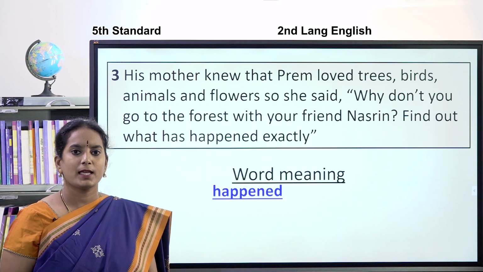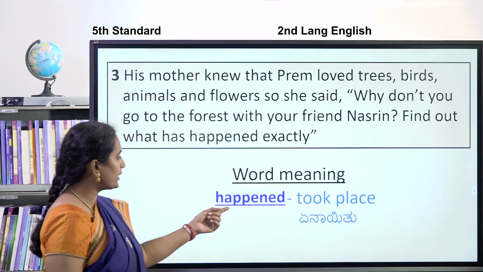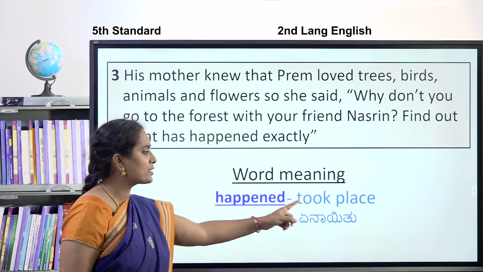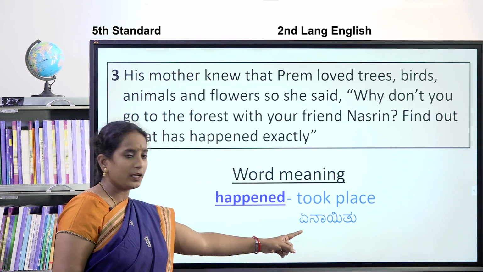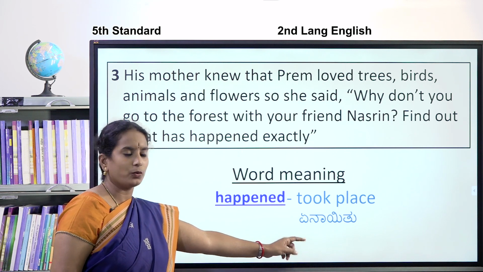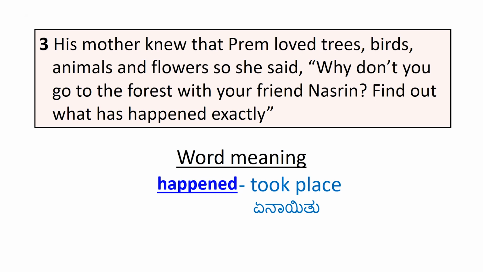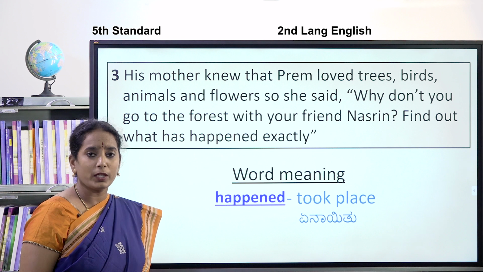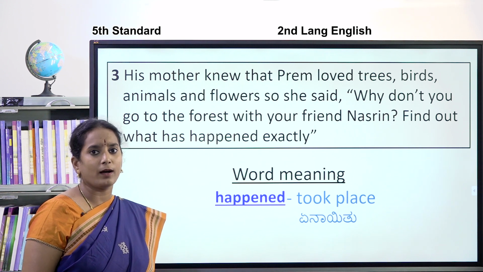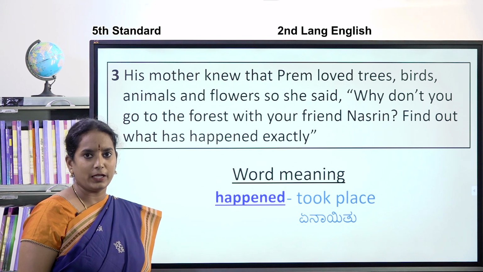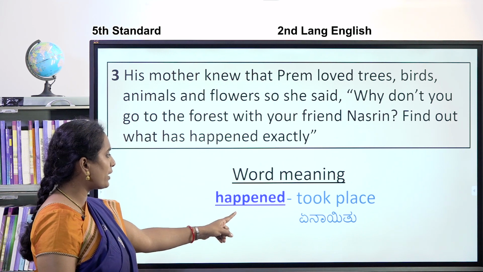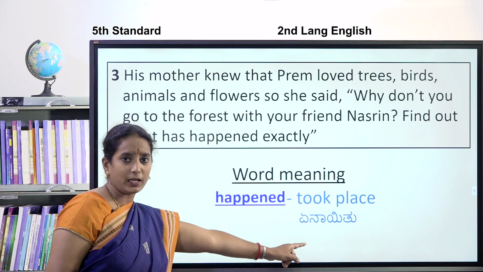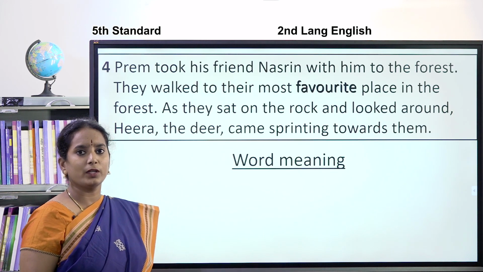The first word is happened. Happened means took place. The meaning is took place. In Kannada, ಏನಾಯಿತು. In the lesson you can see, find out what happened exactly. ಅಂದರೆ ಏನರ್ಥ? ಹೋಗಿ ಕಾಡಲ್ಲಿ ಏನಾಯಿತು ಅಂತ ತಿಳ್ಕೊಂಡು ಬಾ ಅಂತ ಅವರಮ್ಮ ಹೇಳ್ತಾರೆ ಅಲ್ವಾ? So in English, find out what has happened exactly. So the meaning for happened is took place. ಏನಾಯಿತು. Let's move on to the next word.